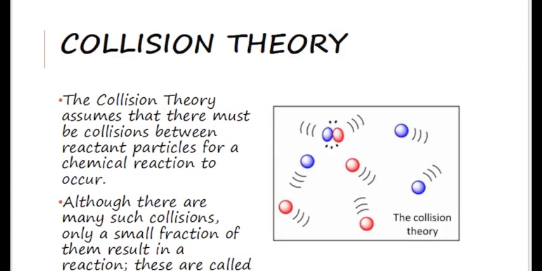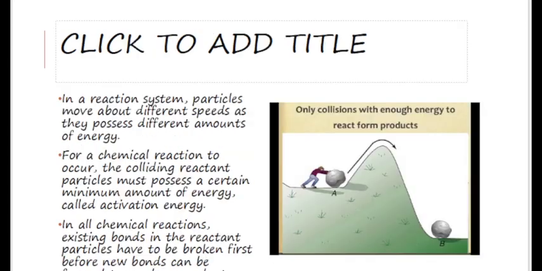Moving on. Collision theory is another aspect, and this is simply because for any reaction to occur, the particles must collide. Hence, collision theory assumes that there must be a collision between reactant particles for a chemical reaction to occur. Although there are many of such collisions, only a small fraction of them results in what we call effective collision. Now, a collision is said to be effective if that reaction eventually leads to the formation of a product. In a reaction system, particles move at different speeds as they possess different amounts of energy. For instance, if you have a higher energy, it's expected that you should run faster. If you have lower energy, it's expected that you should run slower. So that's the same thing with reactants and reactions.